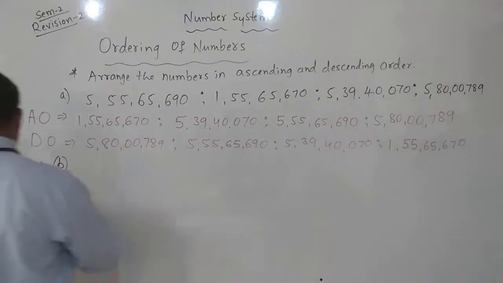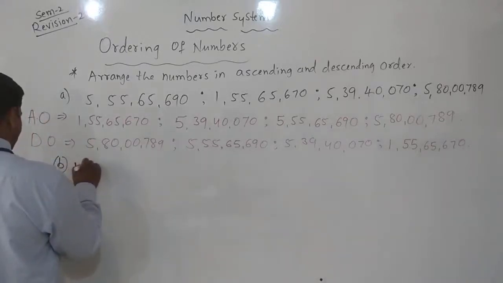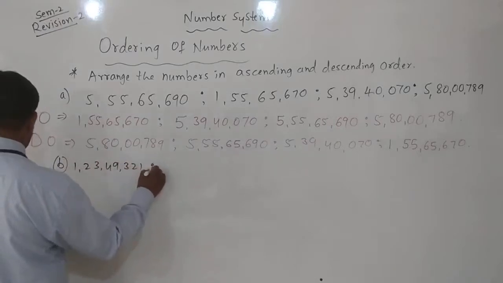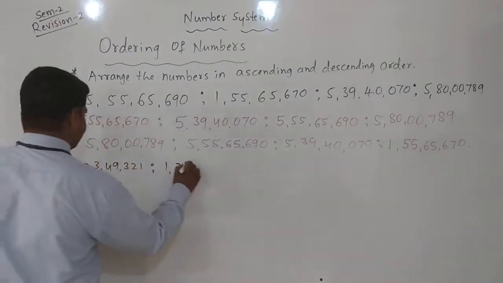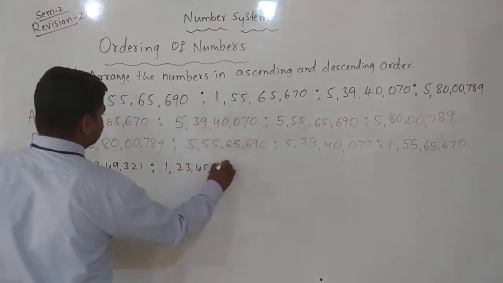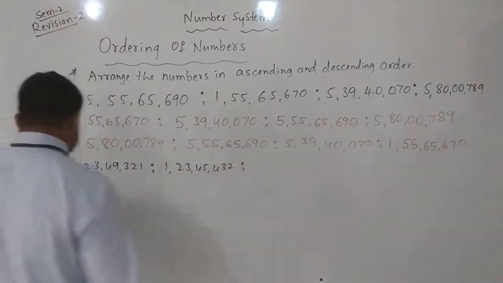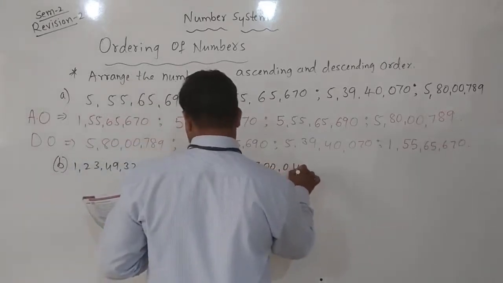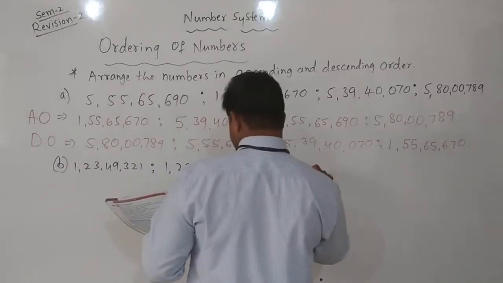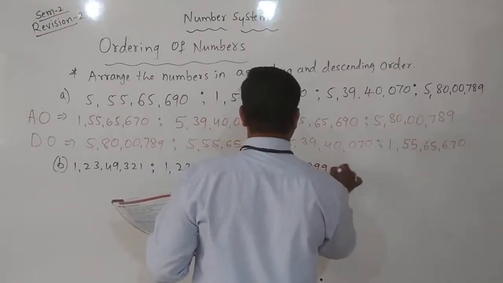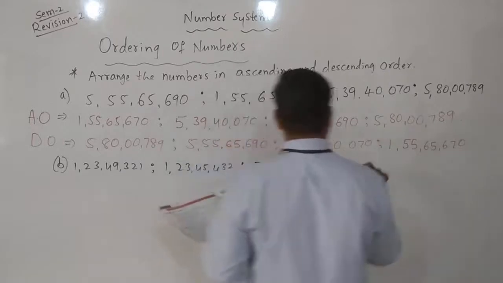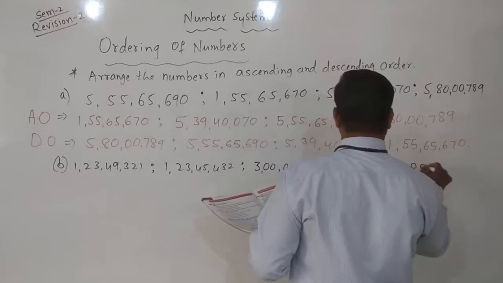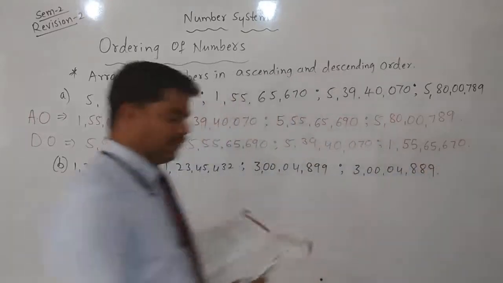The number is 1 crore 23 lakh 49,321. 1 crore 23 lakh 45,432. And the next one, 3 crore 4,899. And 3 crore 4,889. Yes, this is the number.